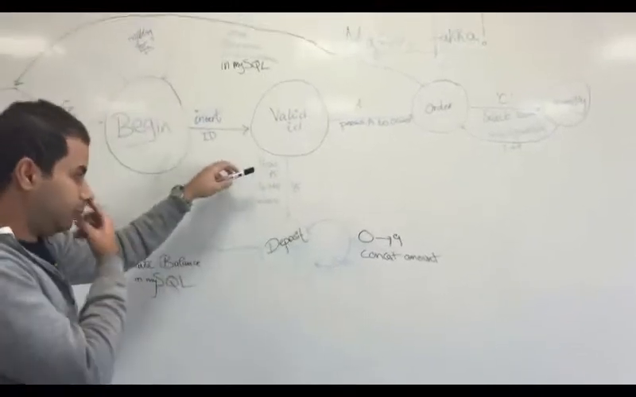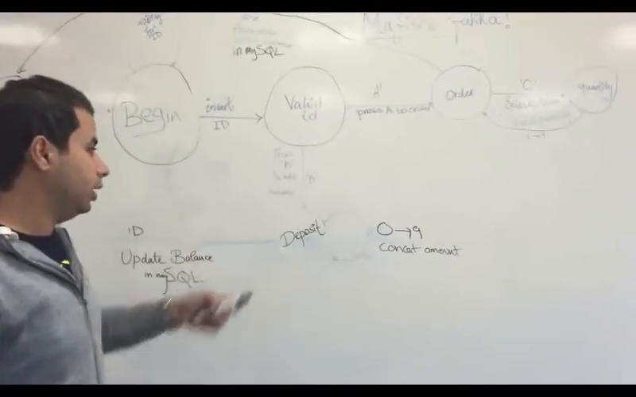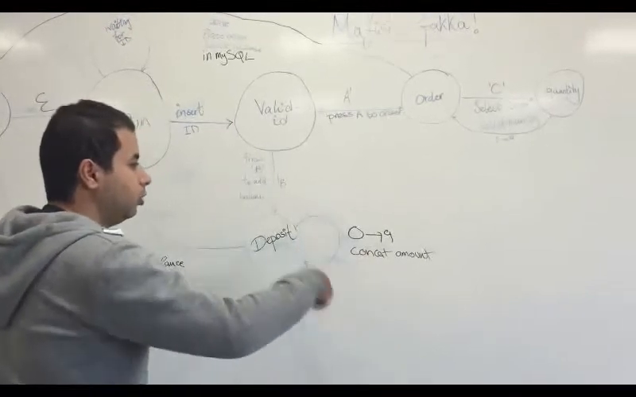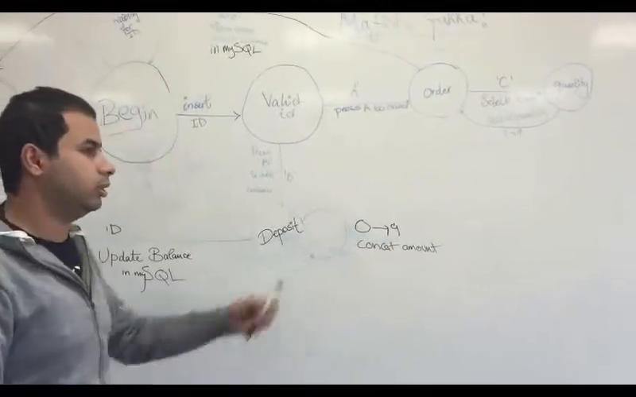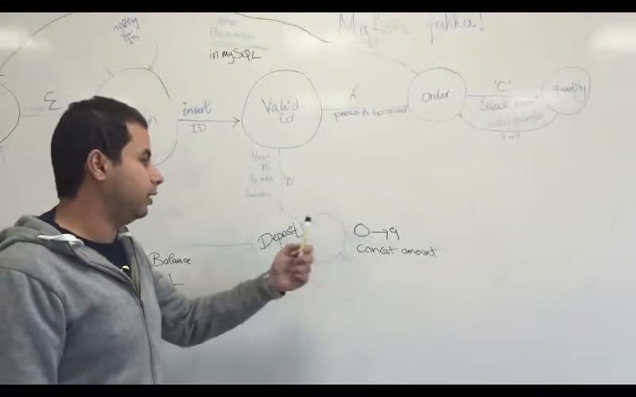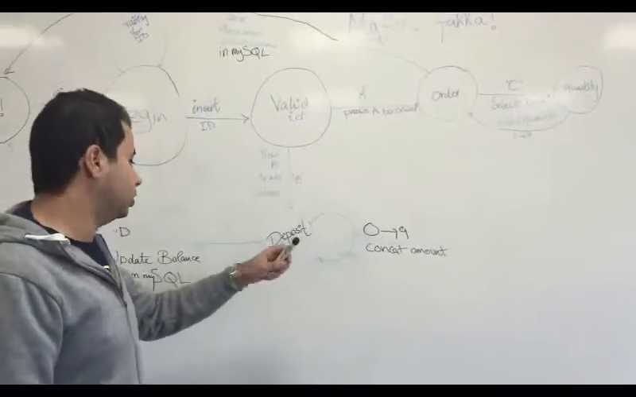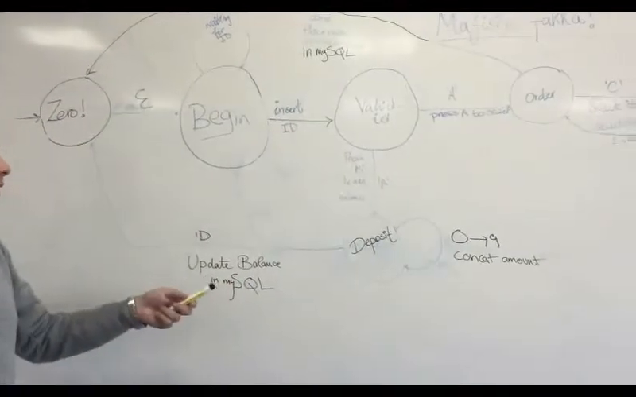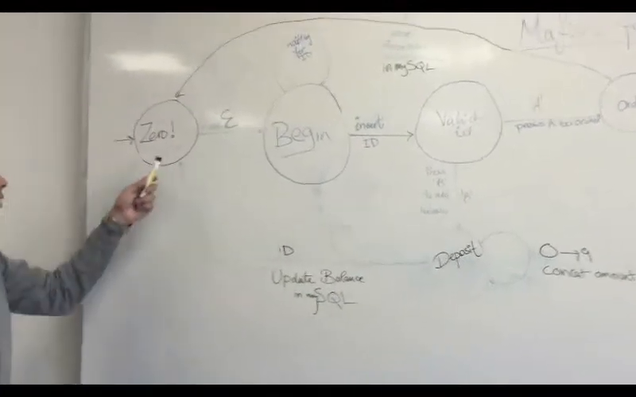If you choose to add balance, you go to the state deposit, and you keep entering numbers from 0 to 9, and it keeps concatenating the inputs. So let's say you pressed 9 and then 0, then the total would be 90. Once you're done, you press D to update your balance in the database, and then you go back again to state 0 so you can order.